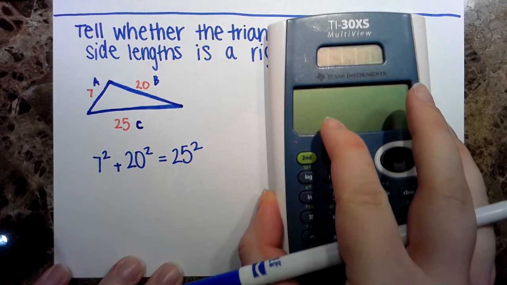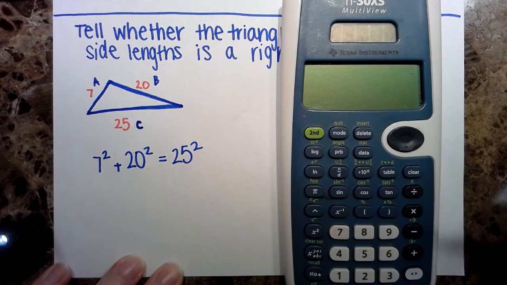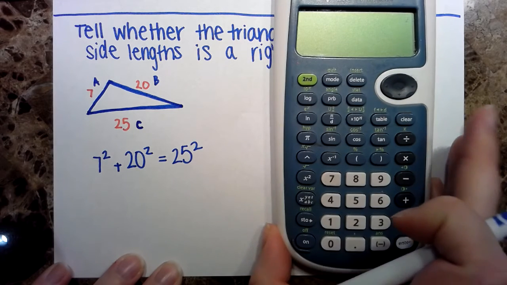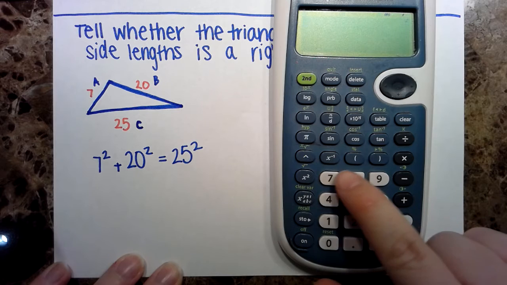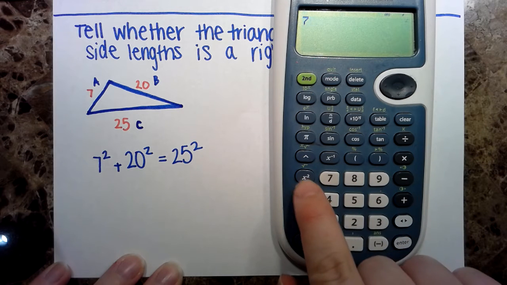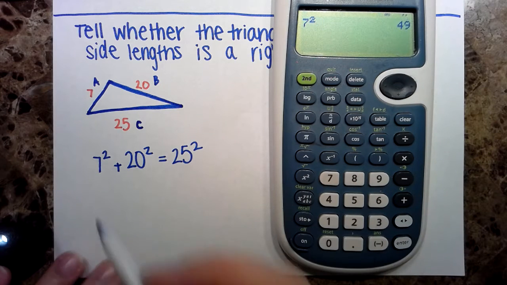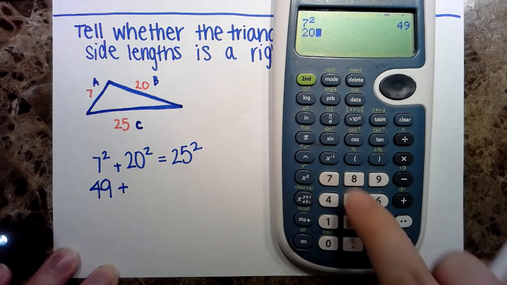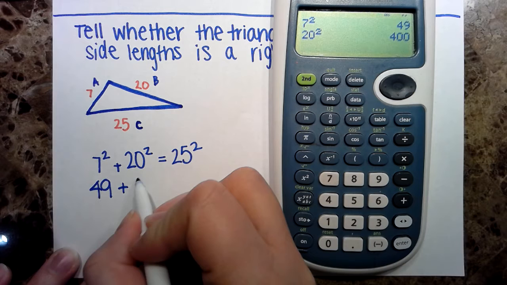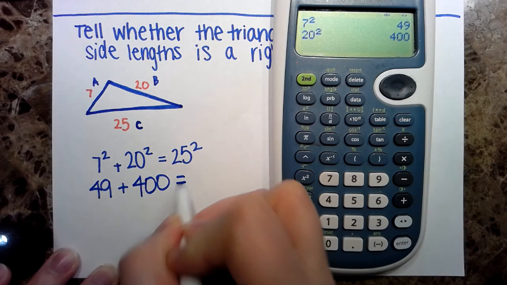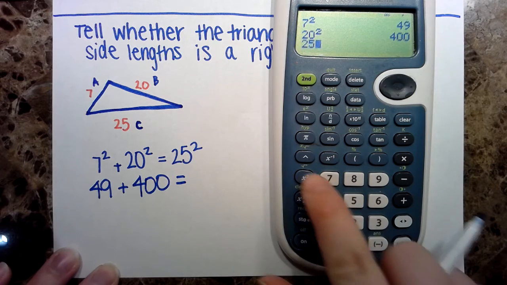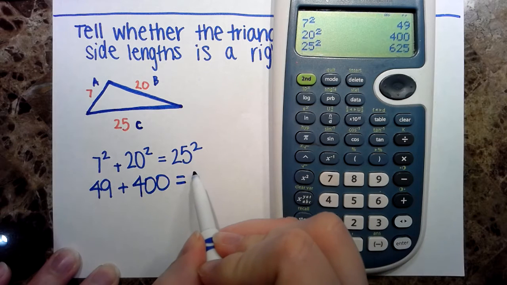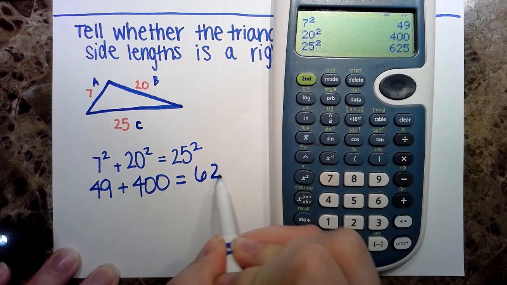I'm now going to do 7 squared. Now, my calculator might be different than yours, but it still kind of works the same way. So I'm going to do 7 and then this x squared button. So 7 squared is 49, plus, we got 20 squared is 400. And then 25 squared, we got to bring down the equal sign, so 625.